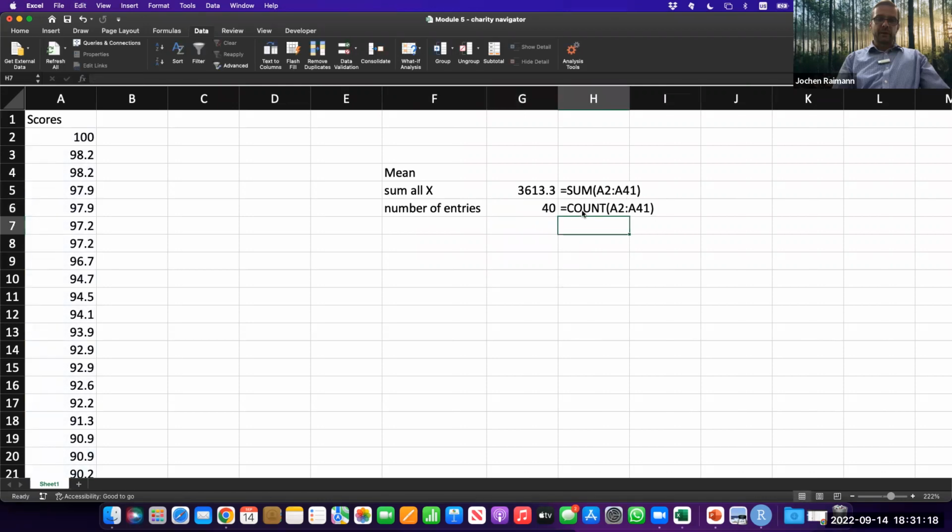Then you could do, mine's like D4, but you could do D4 divided by D5. Exactly, G4 divided by G5. Let's do the equal sign. Or G5. So this would be equal sign G5, for me it's G5, divided by G6. So the 3,613 divided by 40. That's your mean.